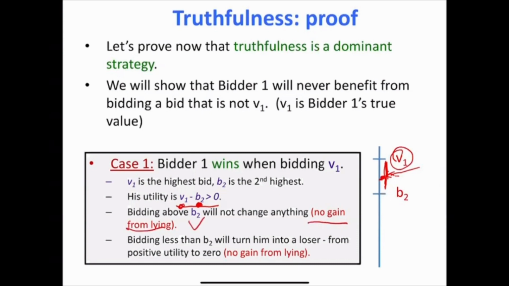Okay, but if you bid less than B2, what's going to happen? Suppose your intrinsic value is V1, but you bid something lower than that. If you're lower than B2, obviously you're going to lose it, right? Then your payoff is 0. But we know that if you're telling the truth, your value is actually higher than 0. So therefore, there's no gain from lying. In this case, your intrinsic value happens to be higher than the second price, so there's no point in changing your strategy, the fact that you're telling the truth, right? You don't want to lie.